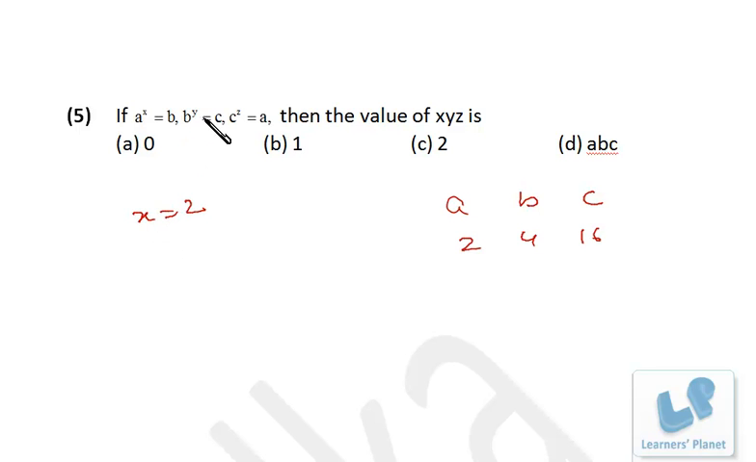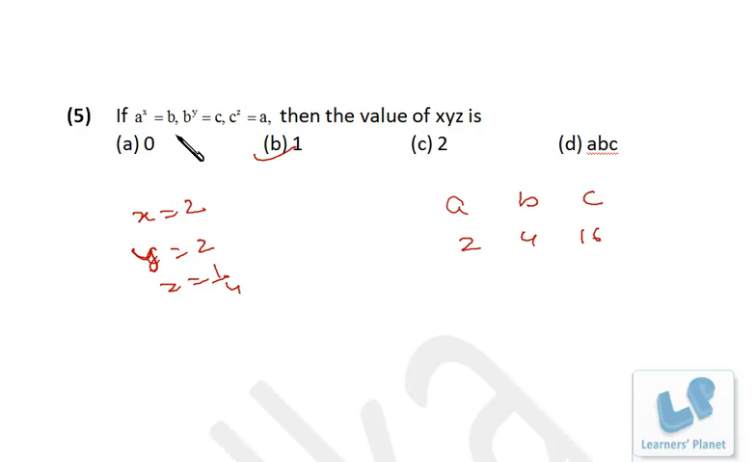Similarly, b raised to y is c. So 4 square is 16. That means y is also 2. Right? c raised to z is a. Right? So 16 raised to z is equal to 2. That means z is equal to 1 by 4. Right? So x into y into z will be 1 only. Right? So this we have already discussed.